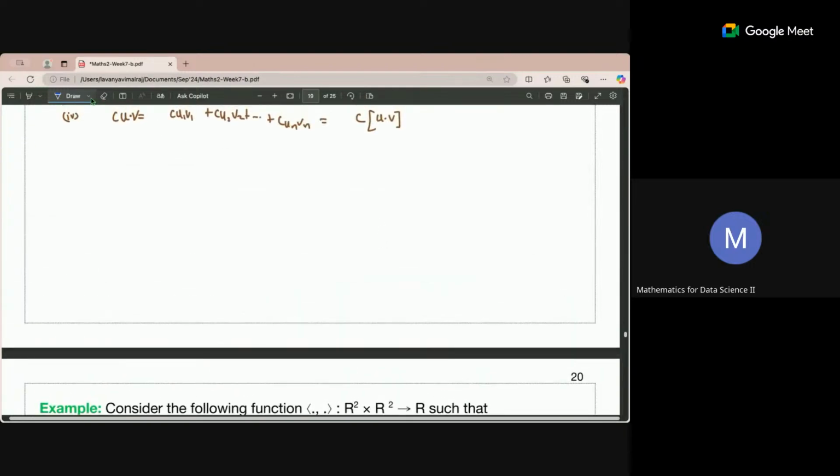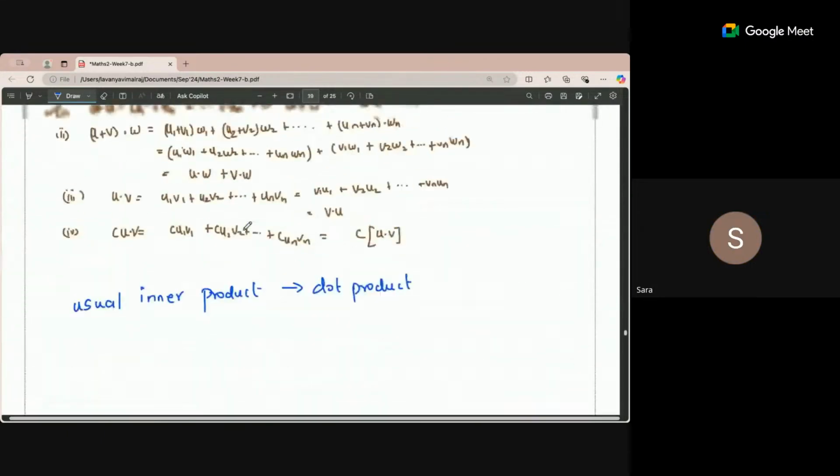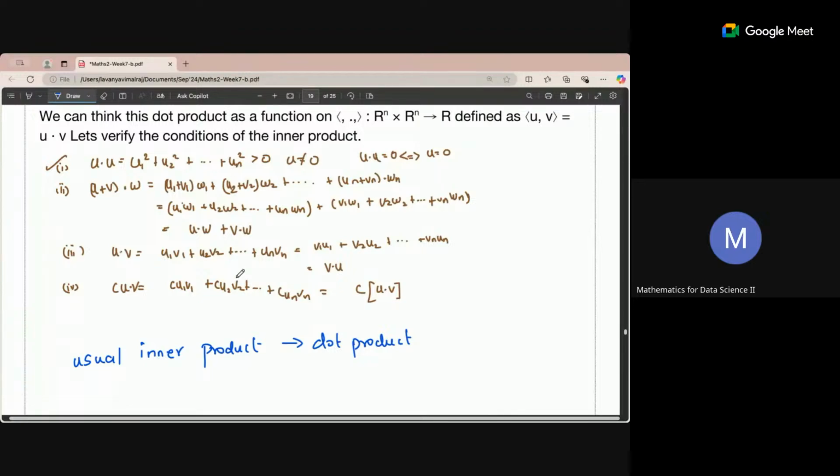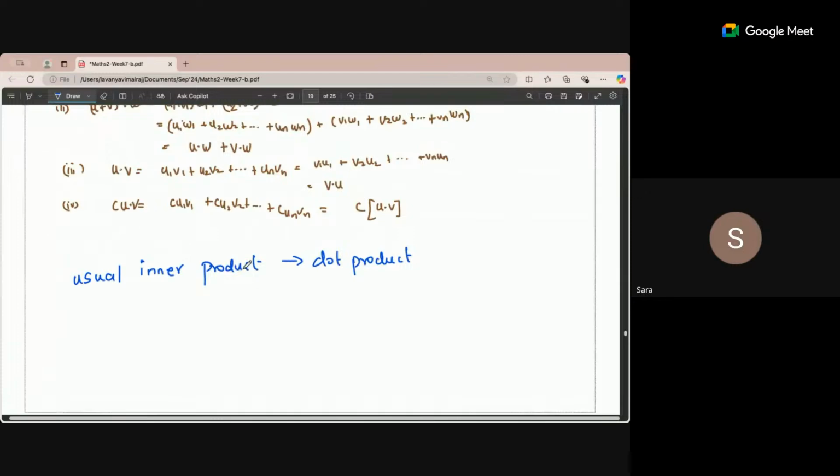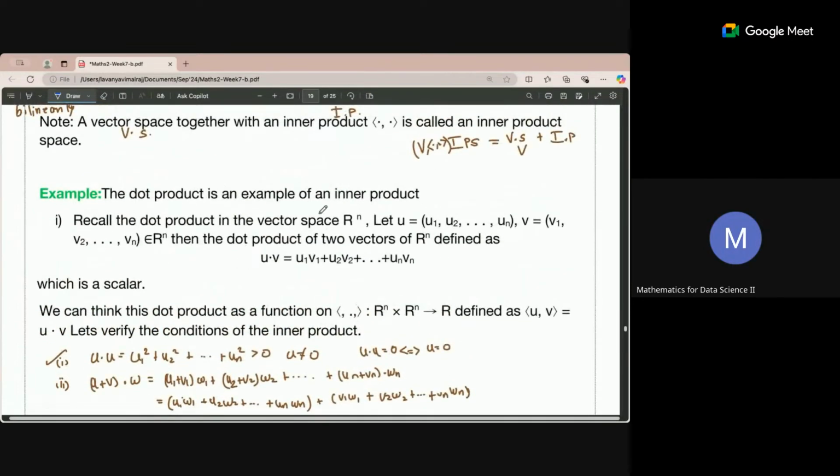By the way, here it's an important thing that by the usual inner product, what is called the usual inner product? Dot product is called the usual inner product. Okay, so if you see usual inner product, it is nothing new, it is just the dot product. Dot product satisfying those four properties, right? That is what I have explained here. So that becomes the inner product. So this is an example of an inner product.